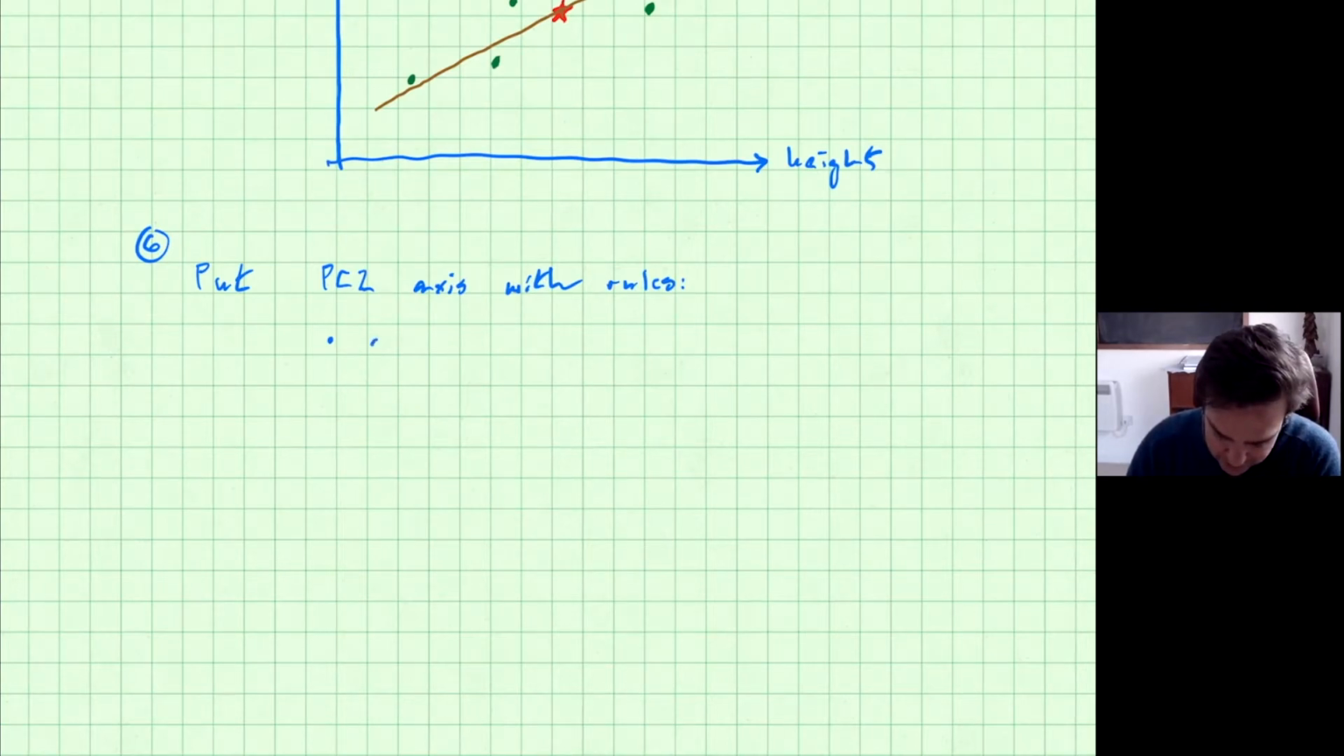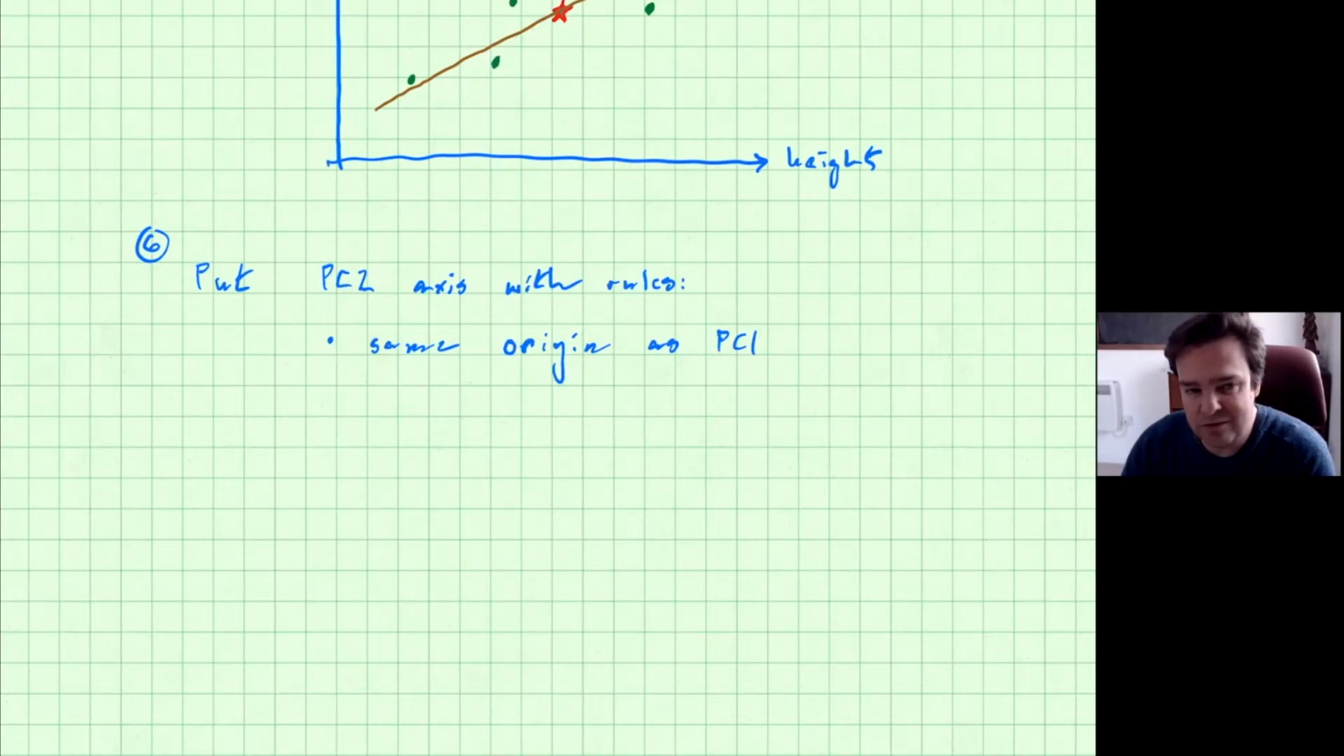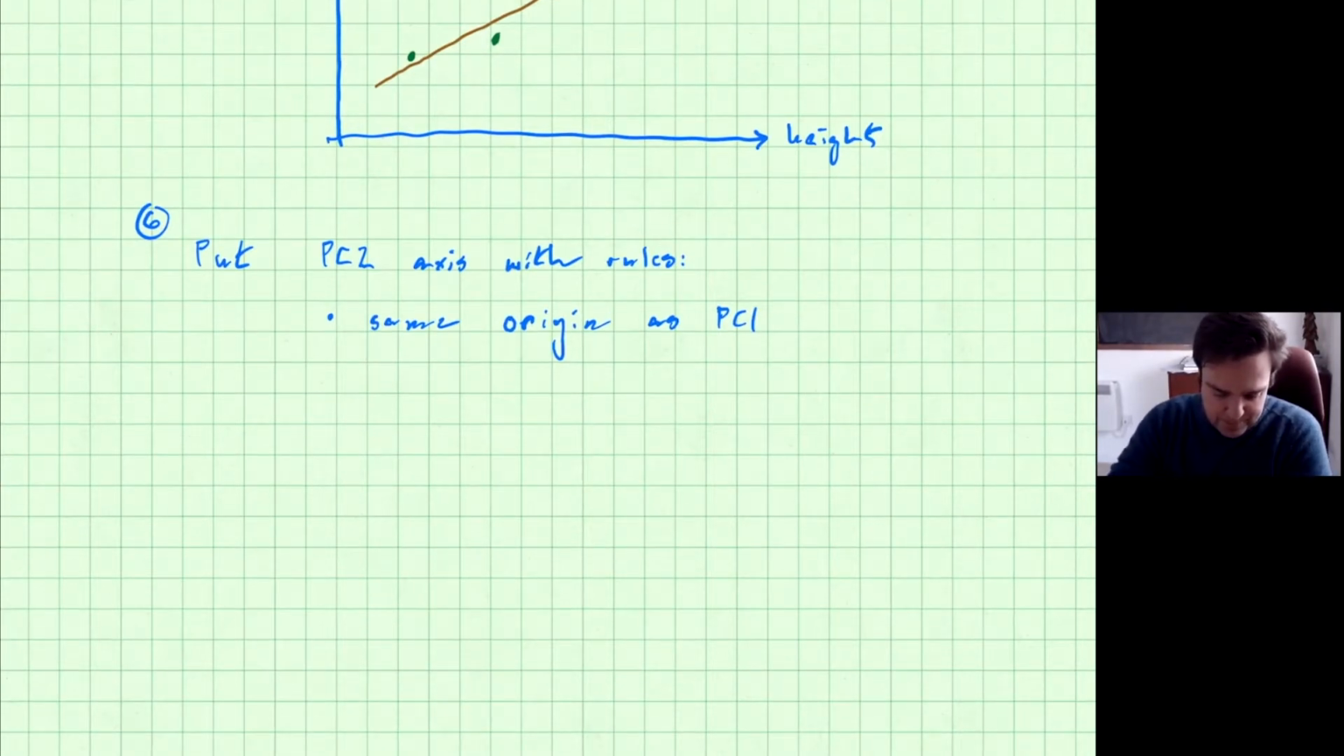First of all, it has the same center, same origin, as PC1, right? So the center of the data. That's also sometimes called the centroid or the center of mass. That comes from physics. It's the center of mass if each of the data points were a point particle, and they all had the same mass. Anyways, so the origin is the same as the PC1 origin.